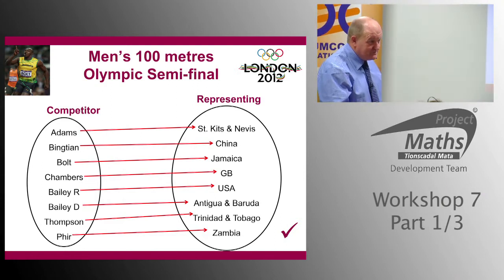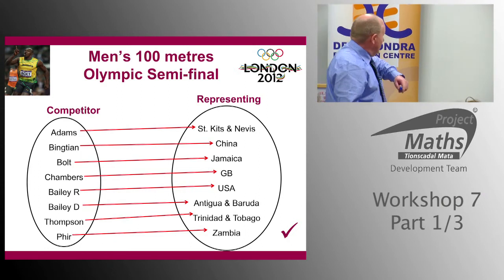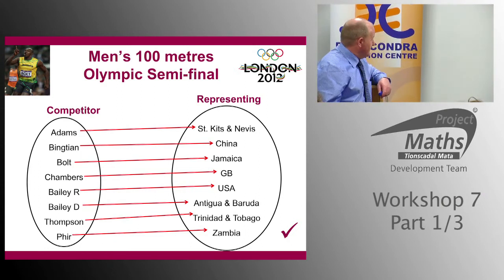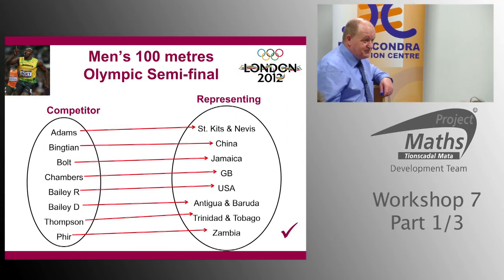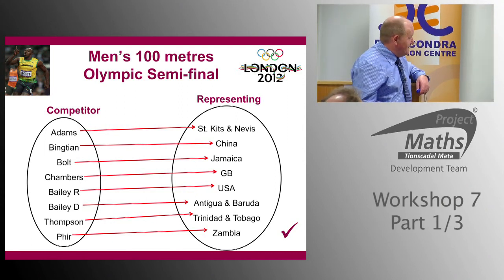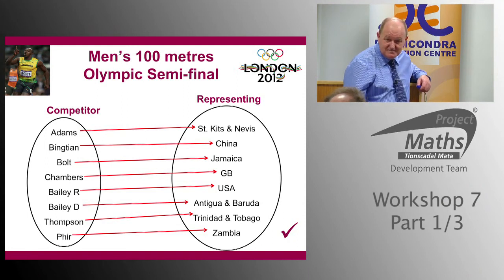Very relevant, the 2012 Olympics in London. Adams, Bolt from Jamaica, Dwight Chambers from Great Britain, Donovan Bailey from Antigua and Bermuda, his brother from the USA. They're all the countries they're representing. Here are the athletes in the semi-final of the 100 meters. That is a function, isn't it? It's actually a one-to-one. If you do it for Leaving Cert, it's a bijection.